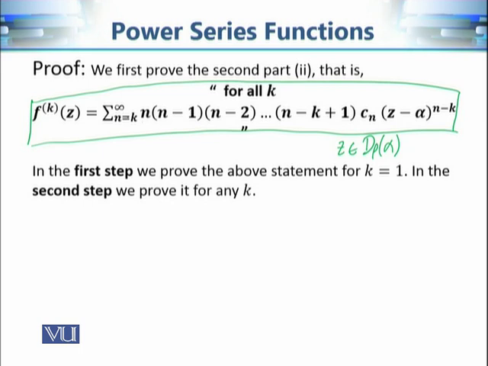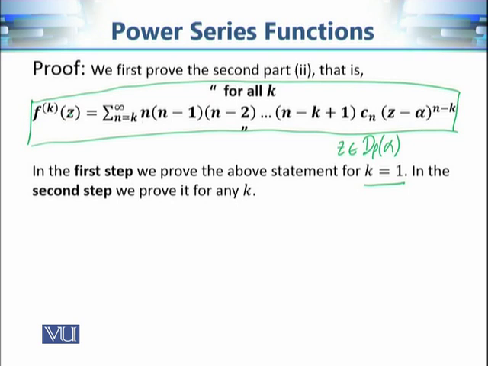This is the most important part of our proof, because if we can prove the case k equal to 1, then by induction we can prove it for the rest of the cases. And if all of the derivatives exist, then the first part is very obvious: the function is infinitely differentiable. The third part can be obtained by taking z equal to alpha in the formula for the kth derivative. That's why the case of k equal to 1 is the main theme of this theorem.